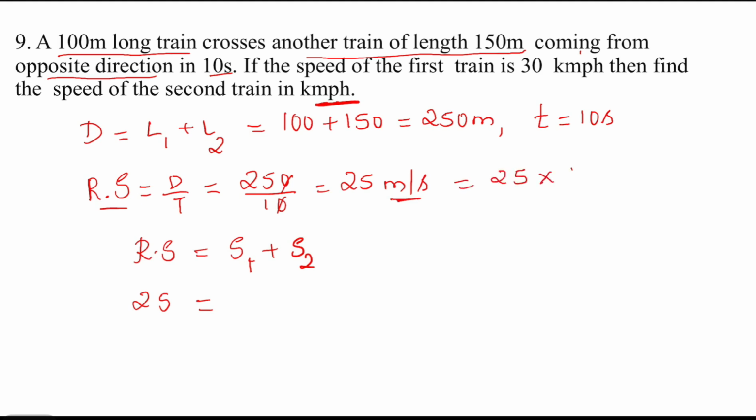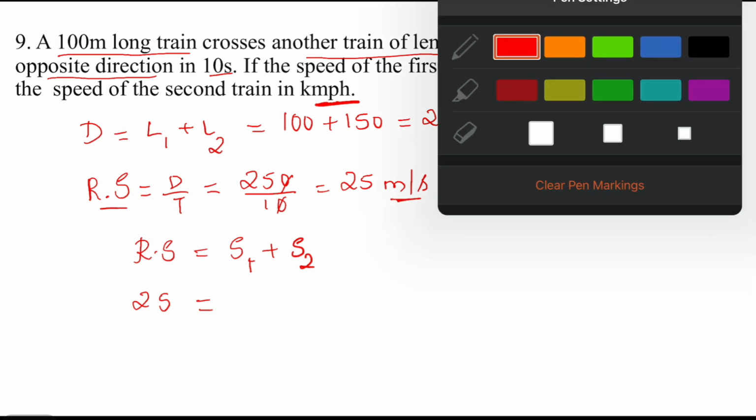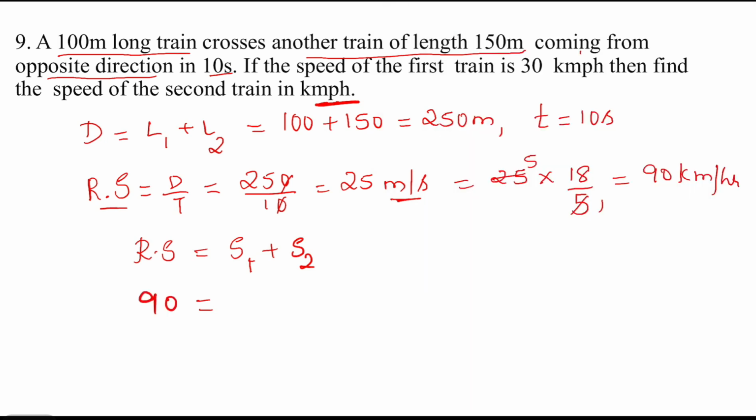So just multiply it by 18 by 5, the reciprocal of that. 18 5s are 90 km per hour. So now the relative speed we have to take is 90 km per hour. The speed of the first train is 30 km per hour, and we don't know the second speed, that only we have to find out. Therefore the speed of the second train is equal to 90 minus 30, which is equal to 60 km per hour.